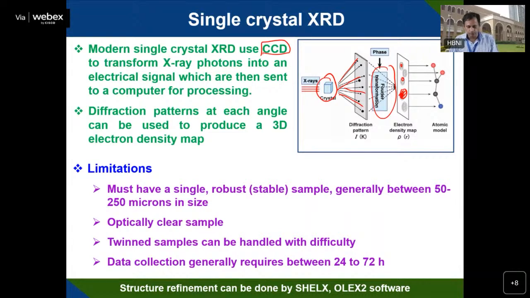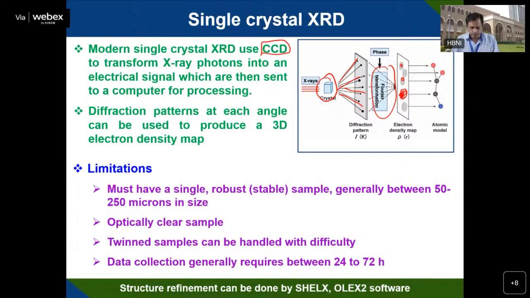Sometimes if a sample has a twin, some defects and all those things, twinned samples are very difficult to handle. And data collection here requires quite a long time. You have to go for 24 to 72 hours. Like in powder XRD, you can do an X-ray in a 2-minute or 3-minute scan. But here you have to get a very good X-ray pattern, so you have to go for up to 72 hours.